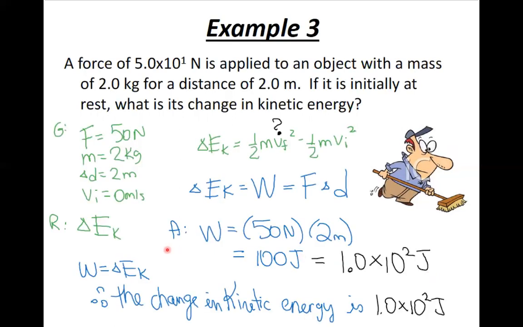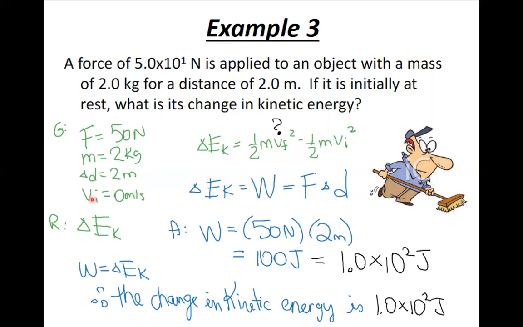We have force, mass, displacement, and speed initially because it says the object starts at rest. So how do we get the change in kinetic energy? Well, change in kinetic energy is this equation here in green. We don't have vf, so we won't be able to use that at this moment unless we were able to use a kinematic equation.